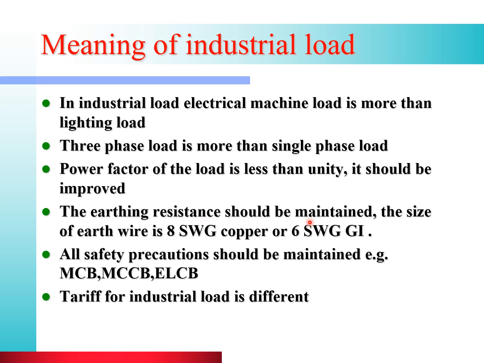Next, the earthing resistance should be maintained. The size of earth wire is 8 SWG of copper wire or 6 SWG of GI wire. All safety precautions should be maintained, for example MCB, MCCB and ELCB. Tariff for industrial load is different from the commercial and the residential load. So, in this way, we can identify the industrial load.